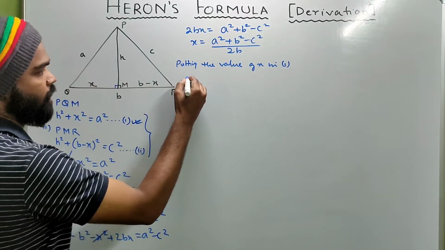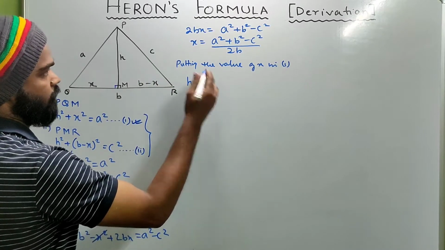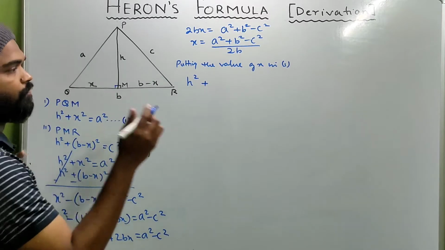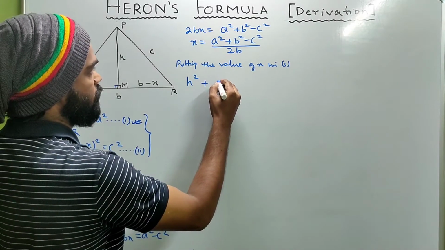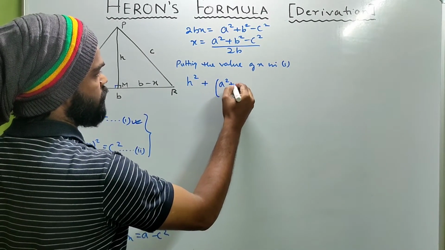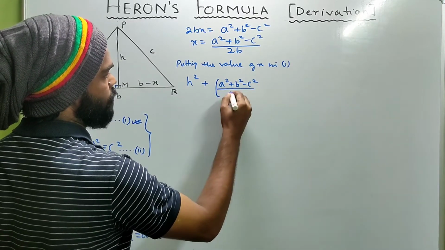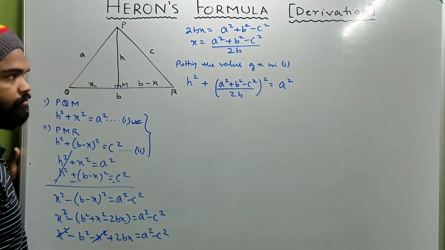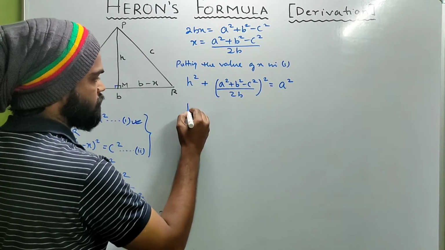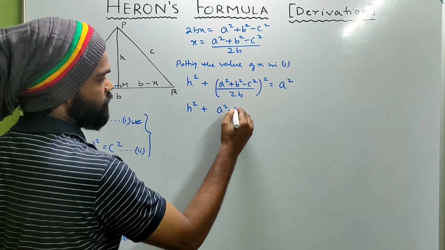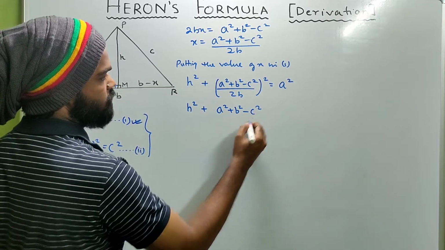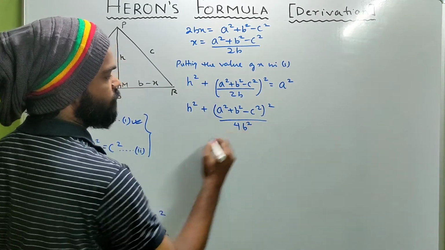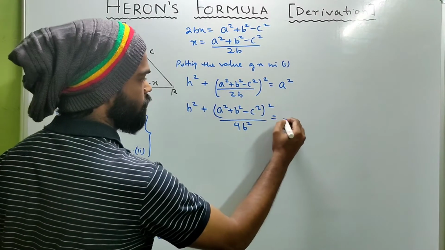What do we get? See, once we got x, our next motive is to find h. h square plus ((a square plus b square minus c square) by 2b) whole square is equal to a square, isn't it? Now just open the brackets. So h square plus (a square plus b square minus c square) whole square by 4b square, isn't it, equals a square.